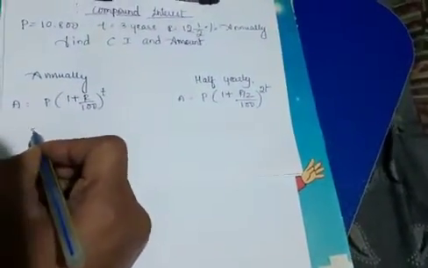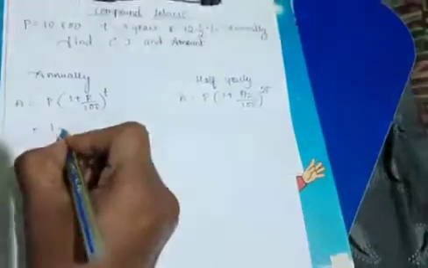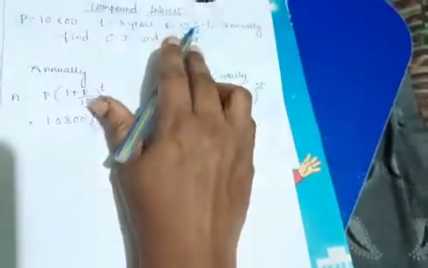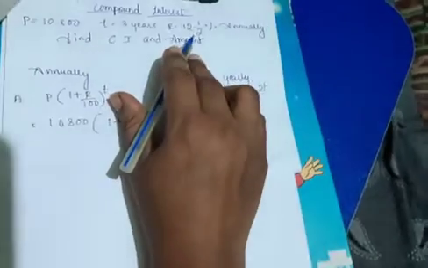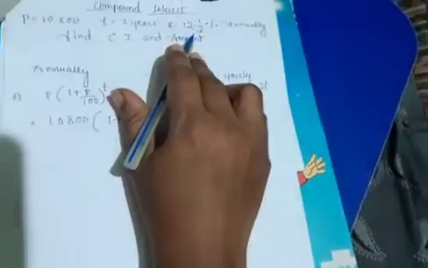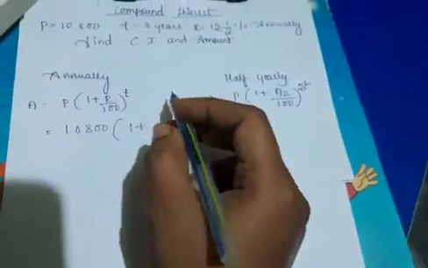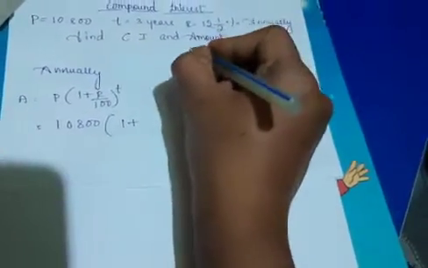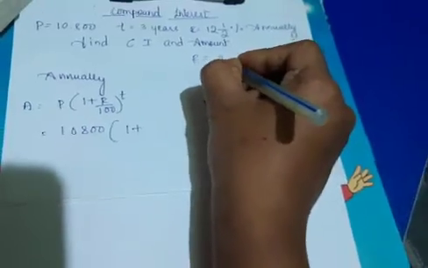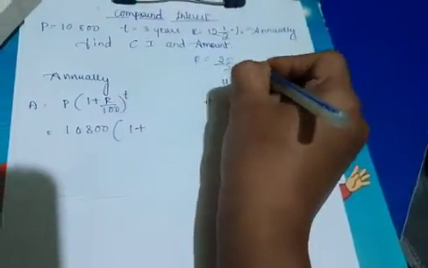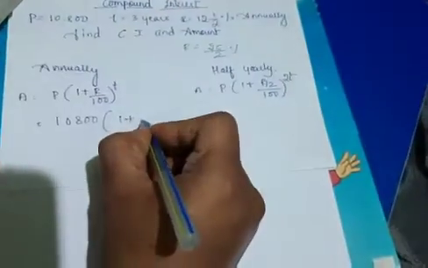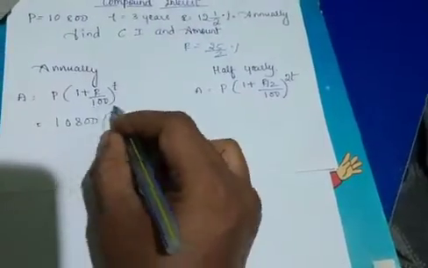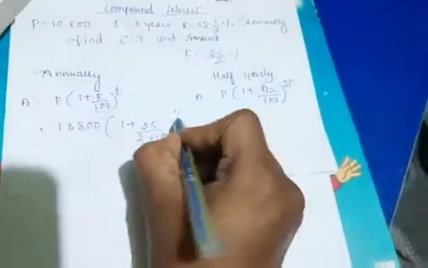So when we apply the formula, we will substitute the values. So it will be 10,800 into 1 plus, what is the rate of interest here? 12 1/2. It is a mixed fraction, so we have to convert it into an improper fraction, that is 12 into 2 is 24 plus 1 is 25. So the rate of interest can also be written as 25 divided by 2%. So the rate is 25 divided by 2 into 100, as given in the formula, and the time is 3 years, so I will write 3.